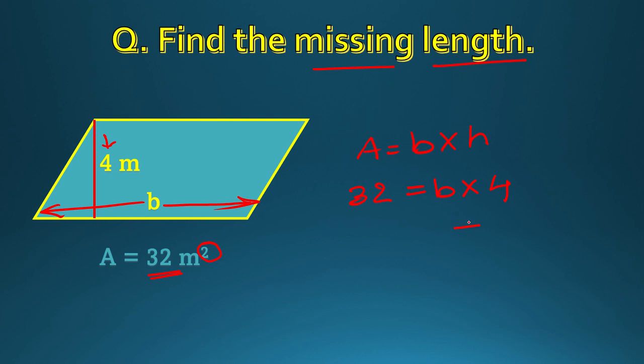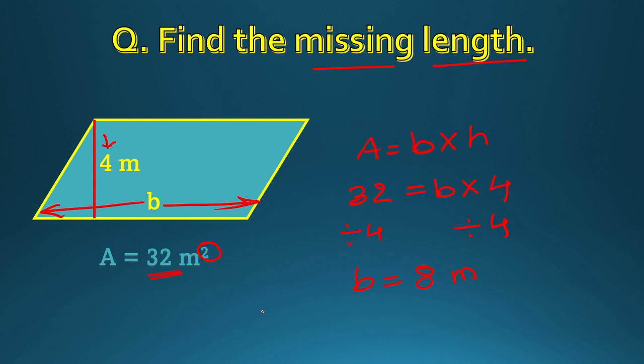So B is multiplied by 4. So what will you do? You will divide both sides by 4. Okay, so B is equal to 32 divided by 4. 32 divided by 4, how much? Did you say 8? Yes, very good. So its answer will be 8 meter.